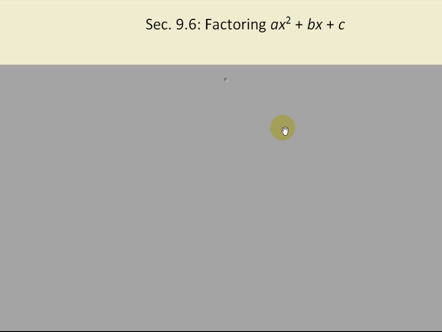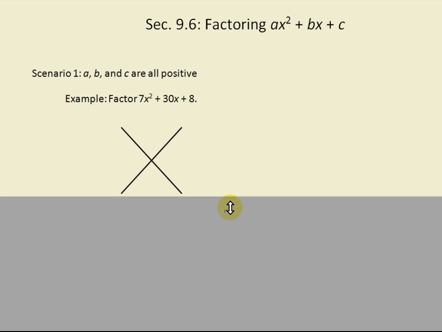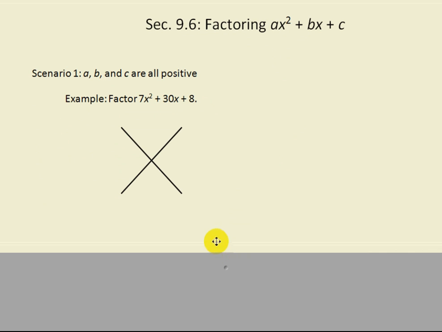In section 9.6, we continue to look at factoring trinomials, but now we have a leading coefficient other than 1. Makes life a little more complicated here, but we're in luck because somebody, not I, but somebody has figured out a nice little slick system for helping us here. So here we have 7x squared plus 30x plus 8, and we want to try to factor that.